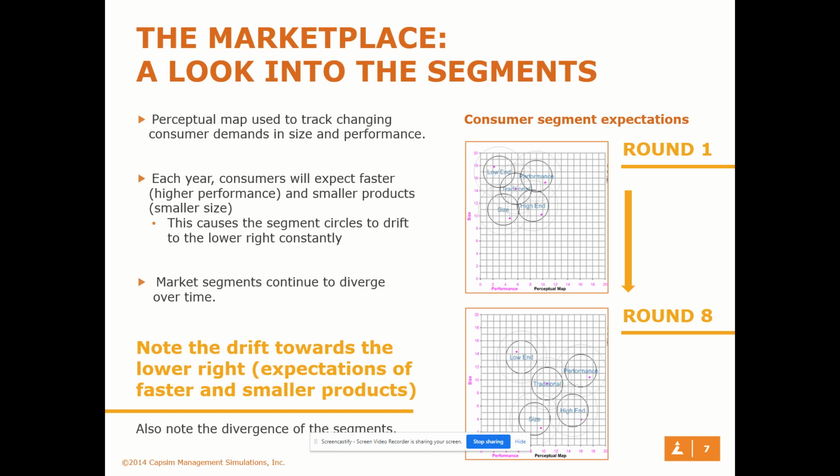As we go in and make our decisions, you're going to see these bubbles move down. Now you can see each ring there has a particular market segment, and the little dots in those rings are showing you where your particular product might be in that market segment. And so by changing size and performance, you're going to see these start to drift. And you notice in this particular example, the drift is toward the lower right, basically the expectation of faster and smaller products.